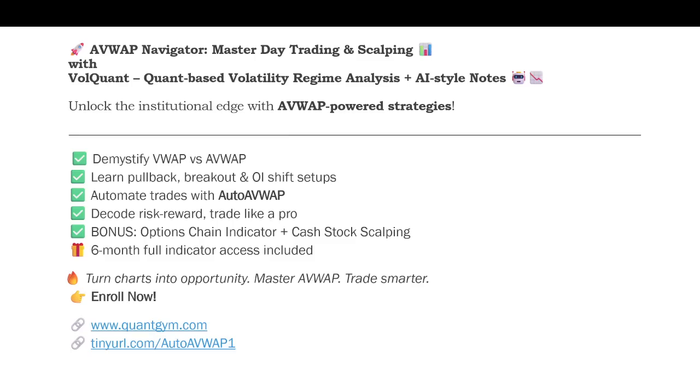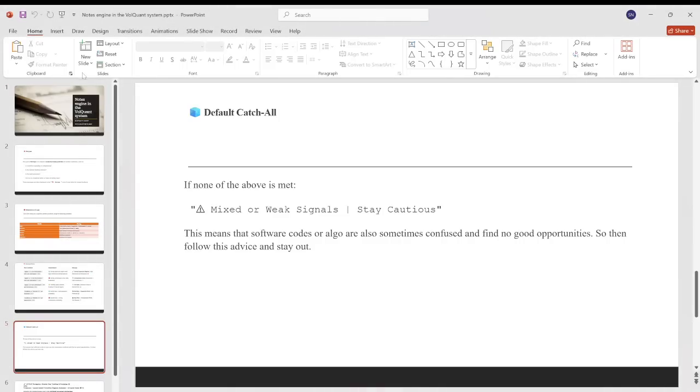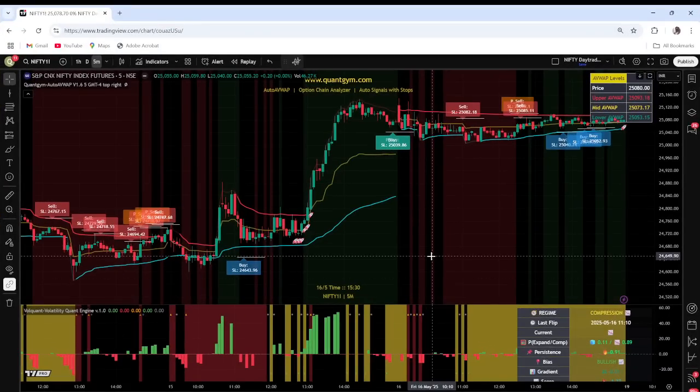Now the notes engine is like having an AI analyst working along with you, providing clarity, reducing hesitation and supporting smart structured execution. So trade with insight, trade with structure, trade with VolQuant. So we have now learned the theory. Let me just show you in a very fast manner how this whole thing works.